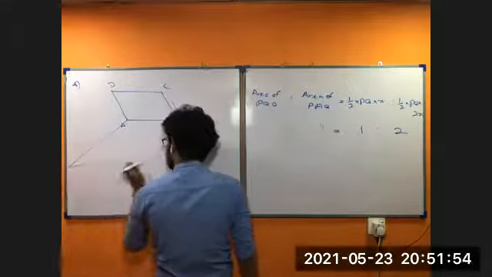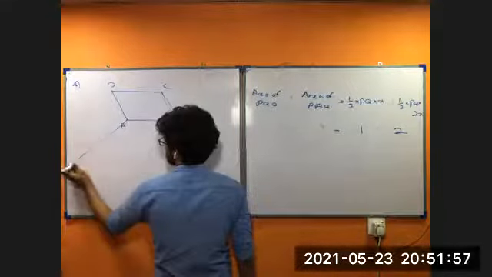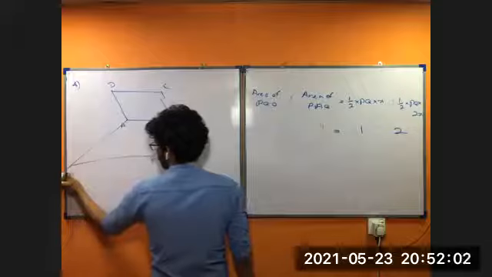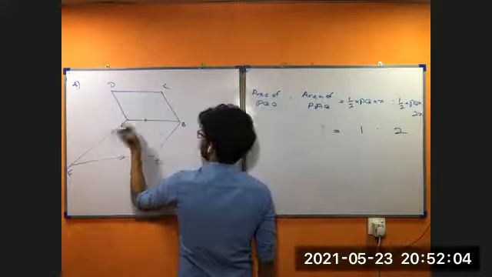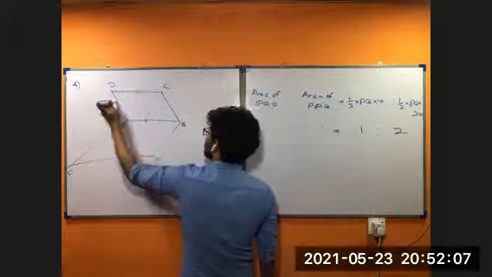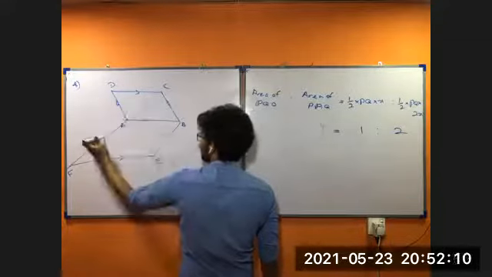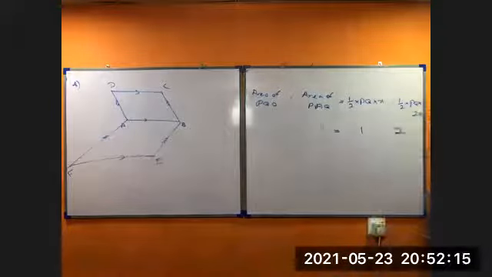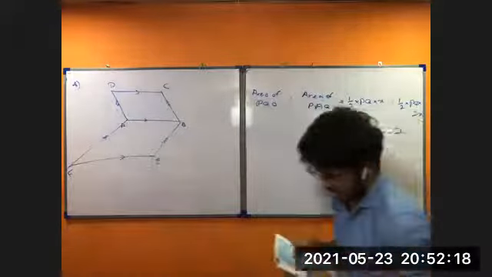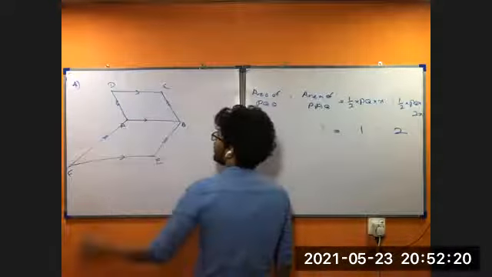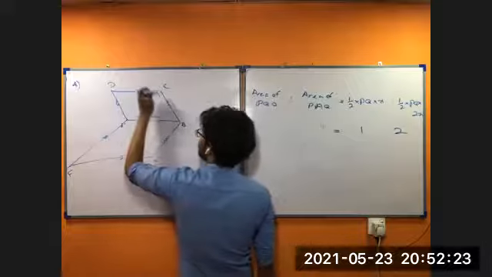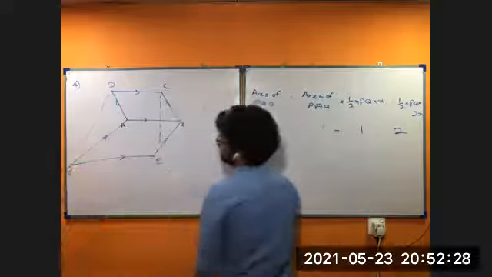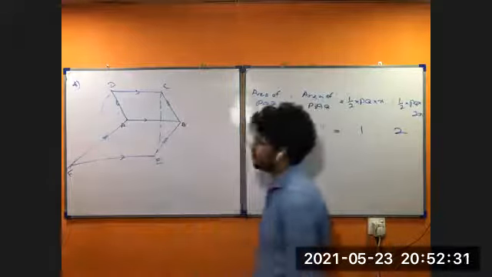ABEF. So this is parallel to this, right? Because it is a parallelogram, and this side is parallel to this side, and this side is parallel to this side. Done. So this is the diagram. Now you have to show first one: prove that DCEF is a parallelogram. DCEF. So let me draw something like this. We have to show that DCEF is a parallelogram.